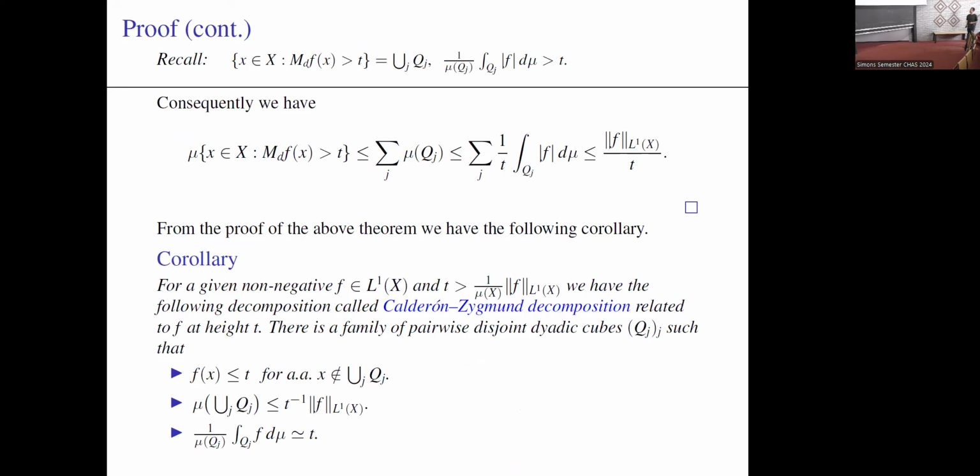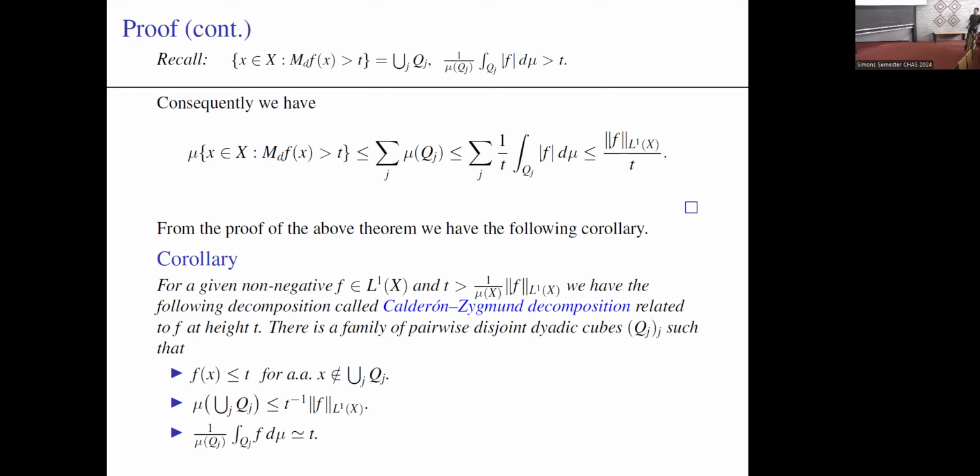All right, and what happens is that we can estimate the measure of this set by the sum of the corresponding measures of the cubes Q_j, and we use the fact that they were chosen in such a way that the average is greater than t. So in fact, we have this estimate, and finally we use the fact that they are disjoint. So we can estimate this sum of integrals by the L1 norm. And this is the end of the proof.